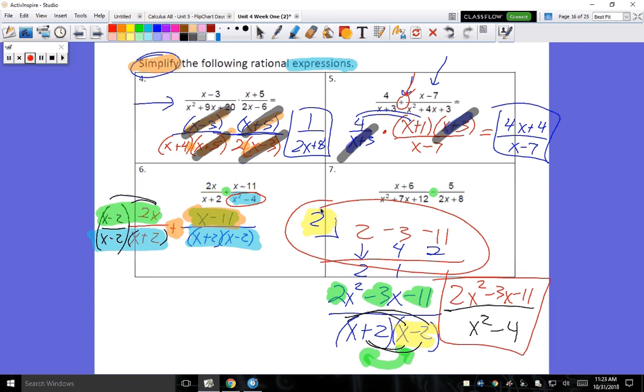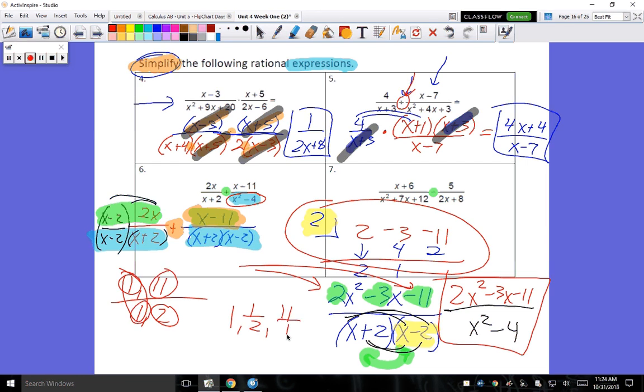Remember to start it from the bottom, now we're here? So, started from the bottom would give me 1 and 2, the factors of that first number. The last number were 11. So it's just 1 and 11. Those are the only factors. So I could have 1 over 1. I could have 1 over 2. I could have 11 over 1. Or I could have 11 over 2. So 1, 1 half, 11, and 11 halves.